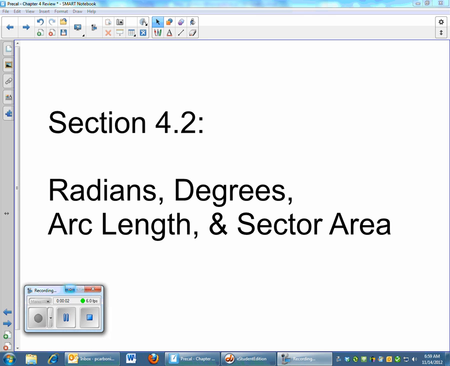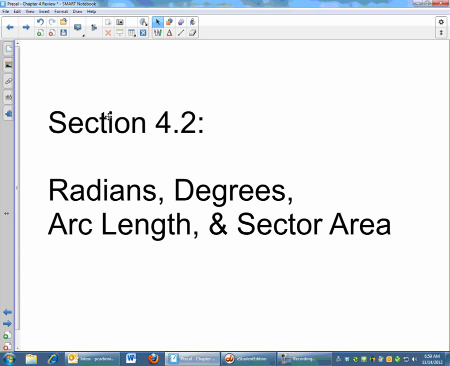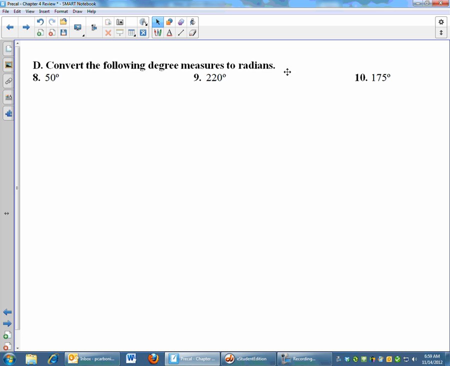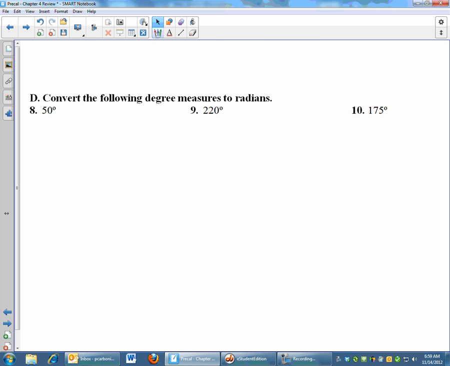Moving on into the second section of our review. This is a section that talks about radians, degrees, as well as arc length and sector area. Starting off with converting degrees into radians. The way you convert from degrees into radians, if you forgot, is you multiply your degree angle by pi over 180 degrees.